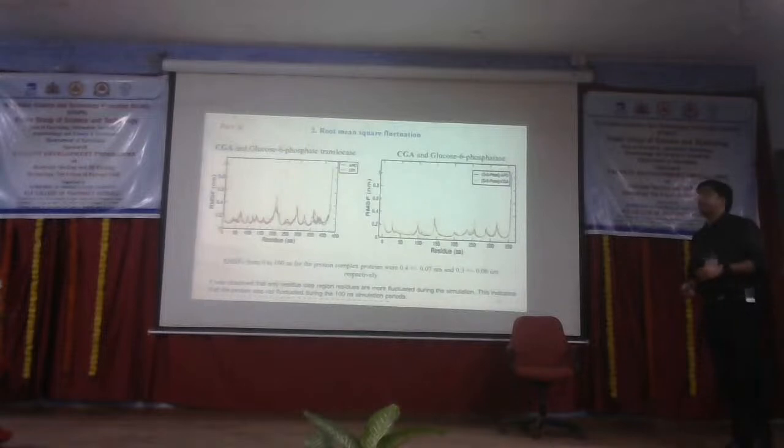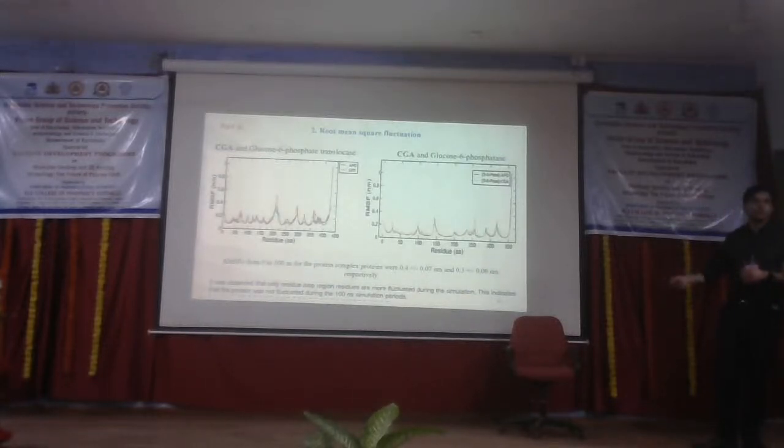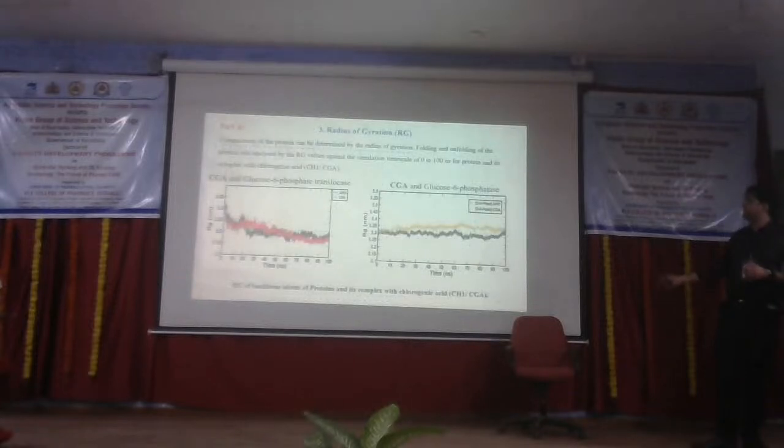Next is root mean square fluctuation. What is the fluctuation in your protein? Whether your docked complex has fluctuation or not, even that can be compared. This is how your fluctuation can be understood in the 0 to 100 nanoseconds. Next is radius of gyration.